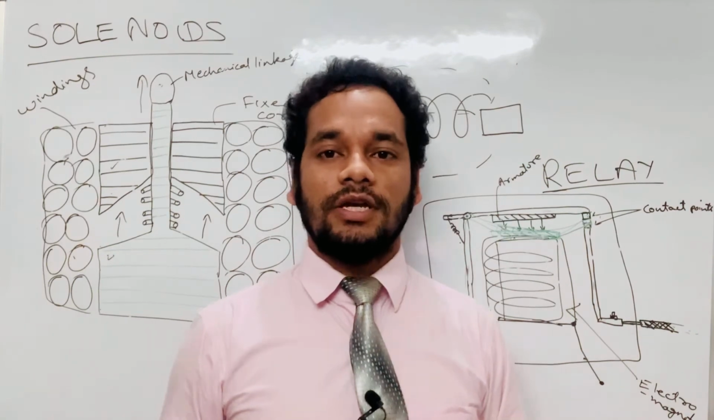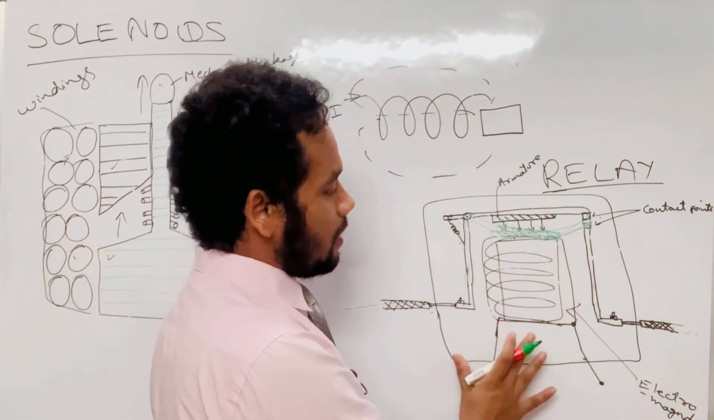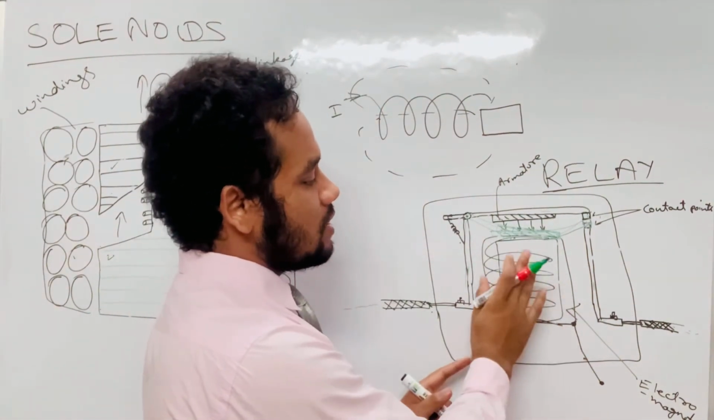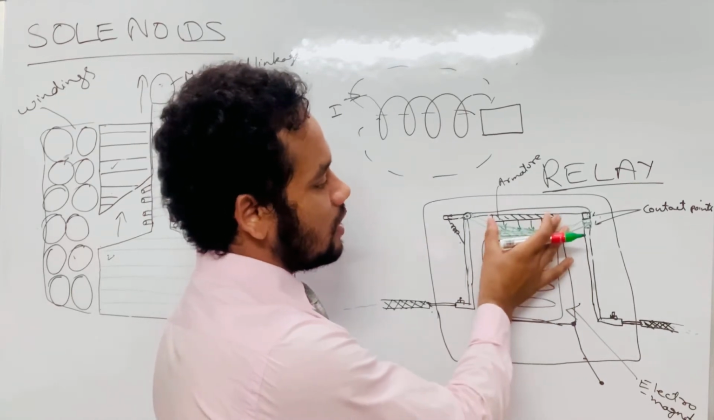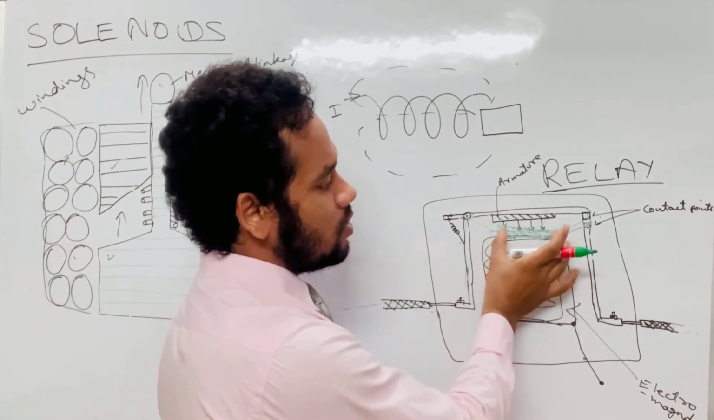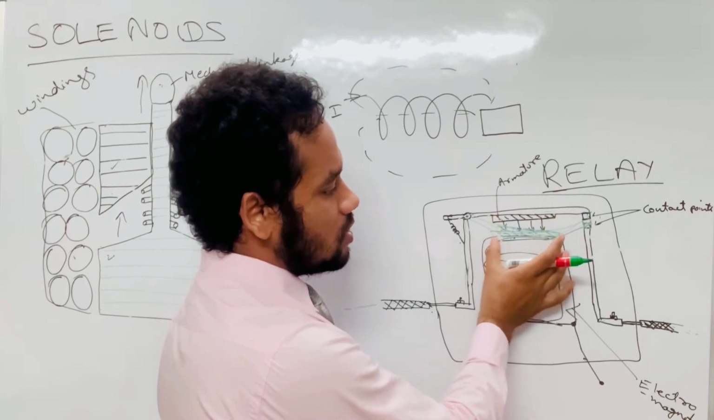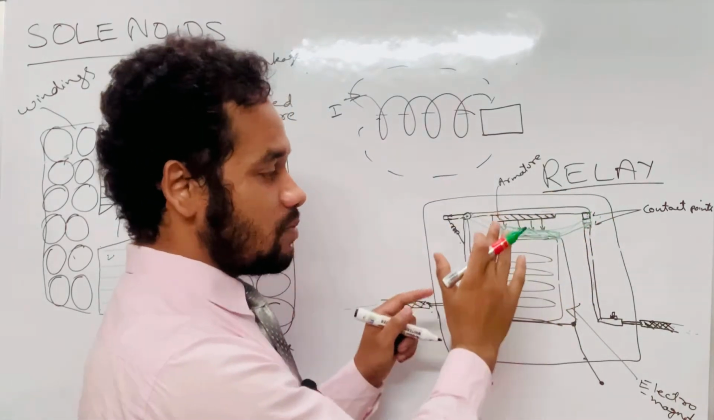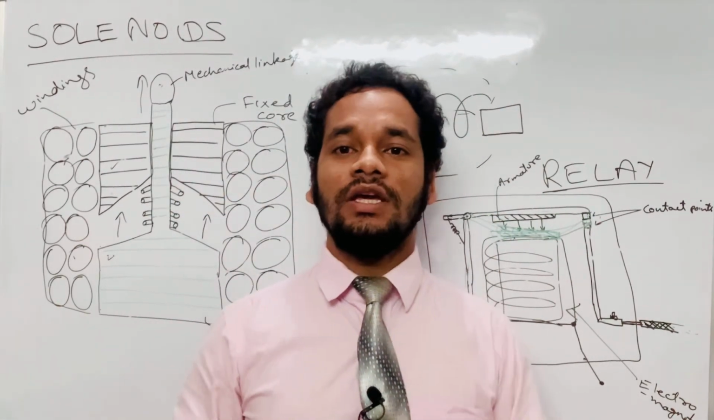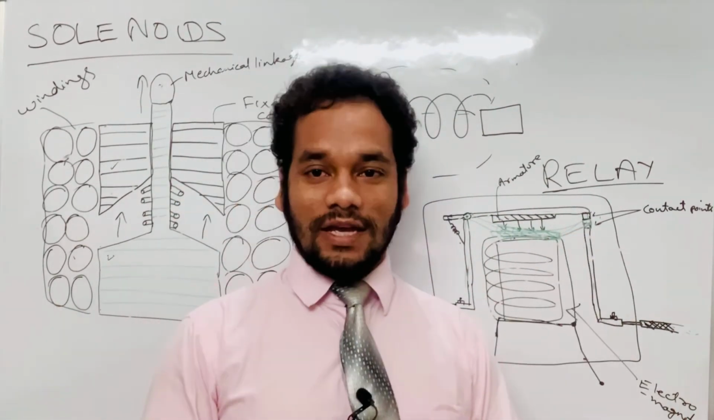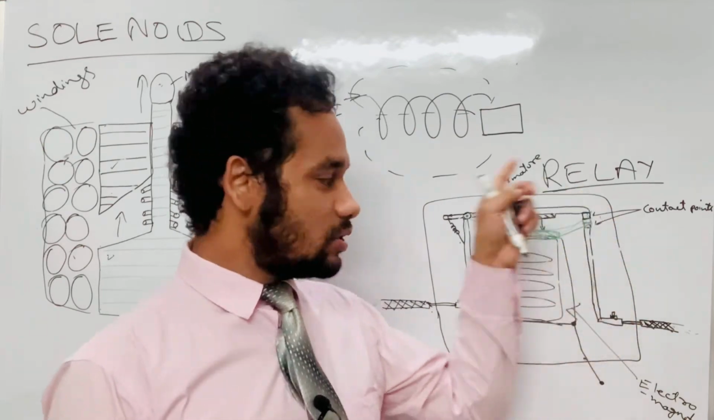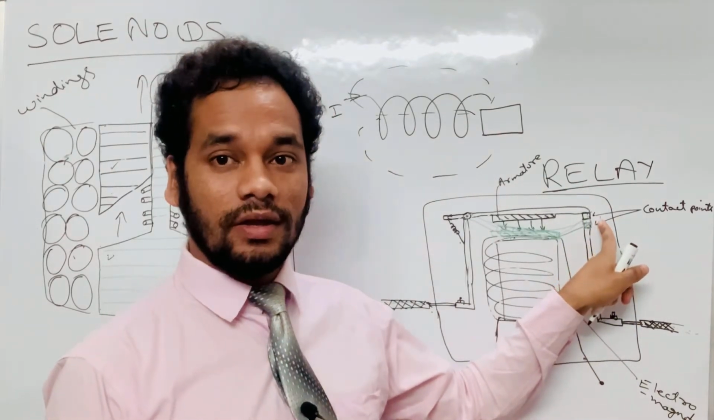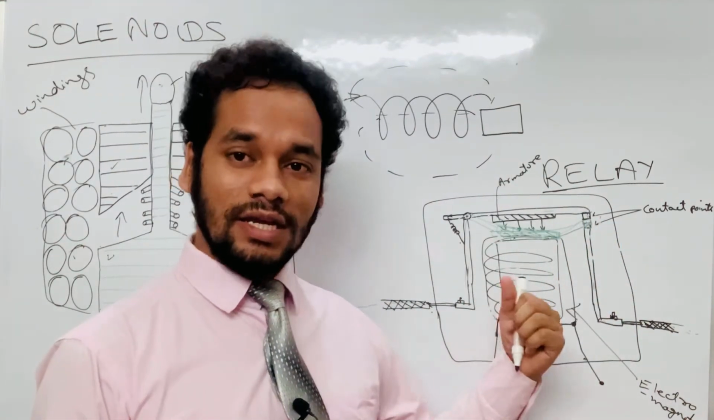So I'll quickly summarize the operation of a relay now. In a relay, when you give the supply, the core gets magnetized, and because of which the armature is attracted towards it. As the armature is attracted towards the core, the contact points close, and hence such a type of relay is called the normally open relay. Why normally open relay? Because in the normal state the contacts are open, so it closes only when the relay is energized.